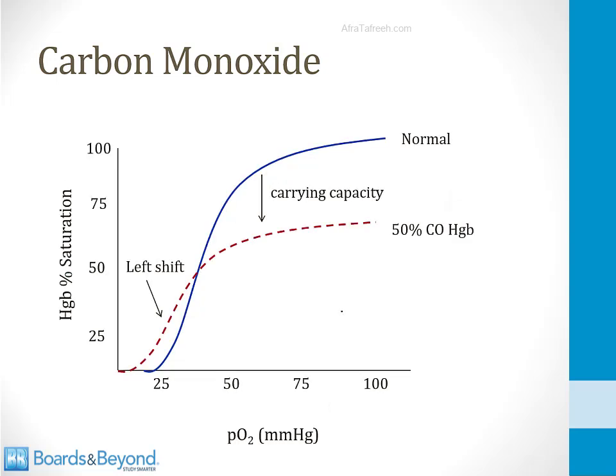So this slide shows the effect of carbon monoxide on the hemoglobin oxygen dissociation curve. A normal curve is in blue, and because of carbon monoxide, there's less carrying capacity of oxygen, so the whole curve moves downward like this.